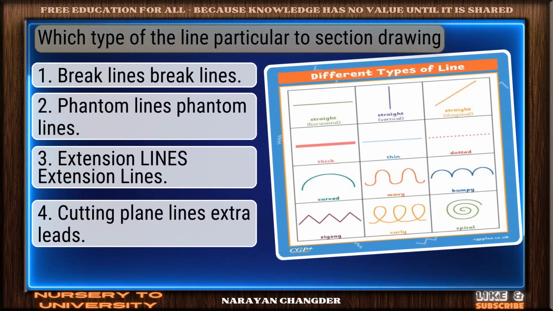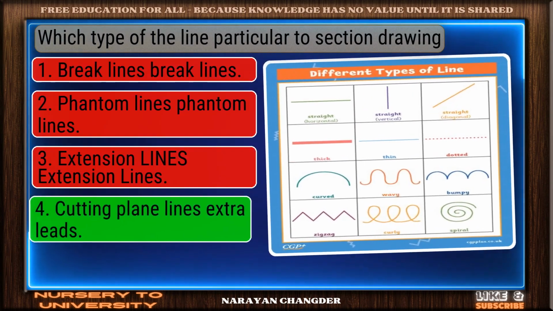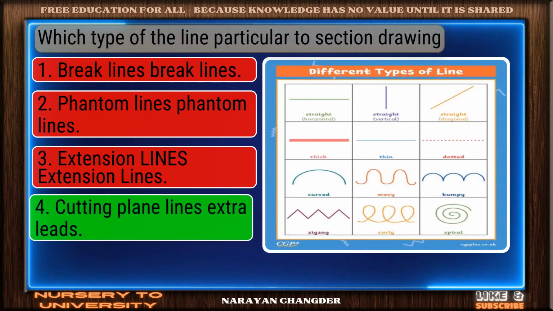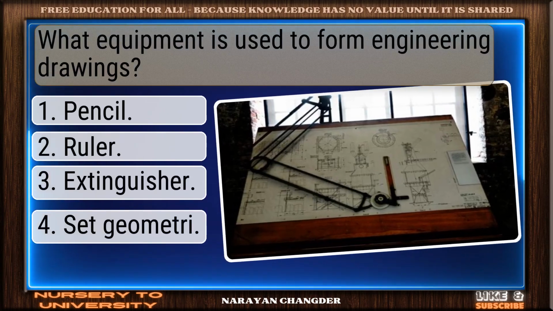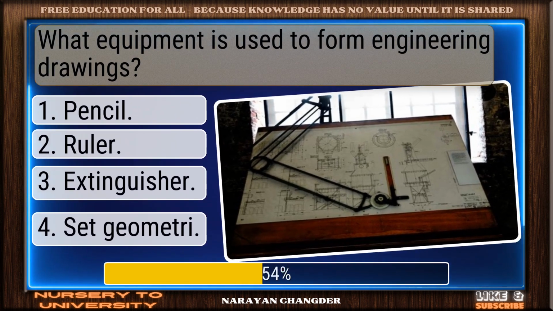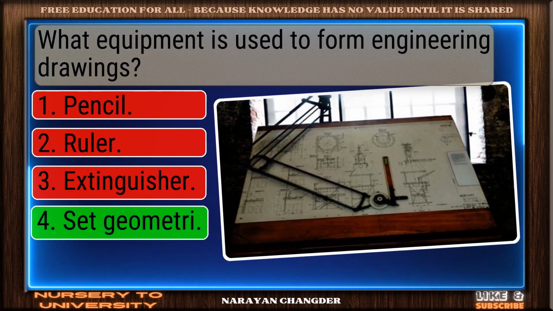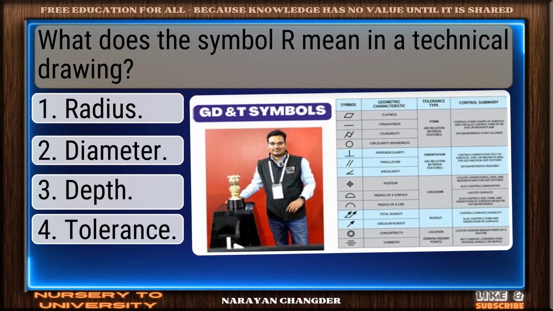Which type of line is particular to section drawing? Right again. Cutting plane lines, extension lines, is a valid answer. What equipment is used to form engineering drawings? Excellent. Set geometry is a brilliant choice.